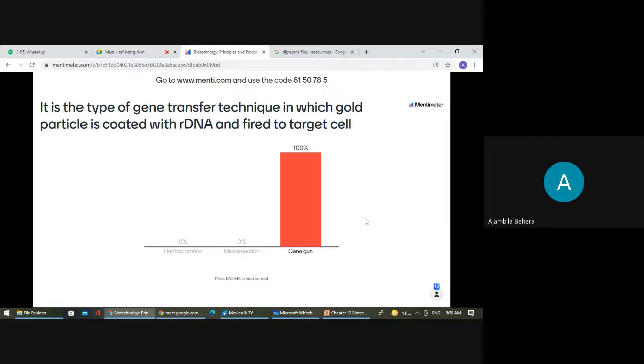So it is a gene gun, the technique by which we coat the gold particle or the tungsten particle, then we fire it to the target cell. The target cell may be a plant cell or it may be an animal cell also. Okay, so thank you all for this quiz.